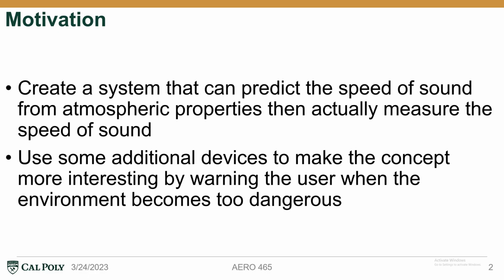So for this project, I wanted to recreate one of the examples listed in the instructions of a device that predicts the speed of sound using atmospheric properties and then actually measures the speed of sound using an ultrasonic sensor. My only problem is that I didn't have a barometer or pressure sensor, only a temperature sensor. So while I can still predict the speed of sound using the equation square root of gamma TR, I still need an additional device in order to complete the project specifications.